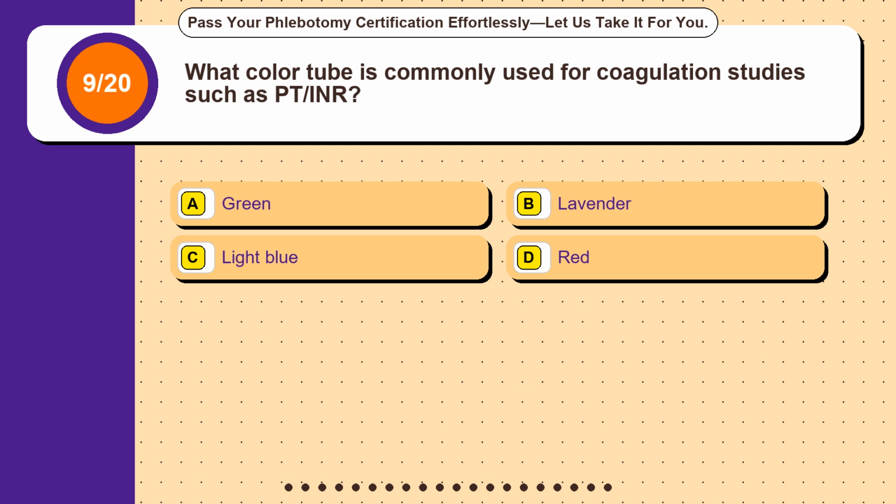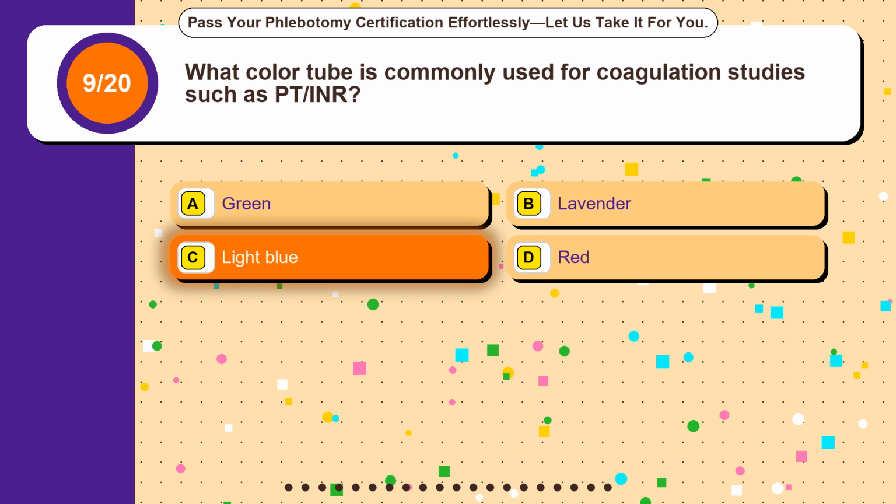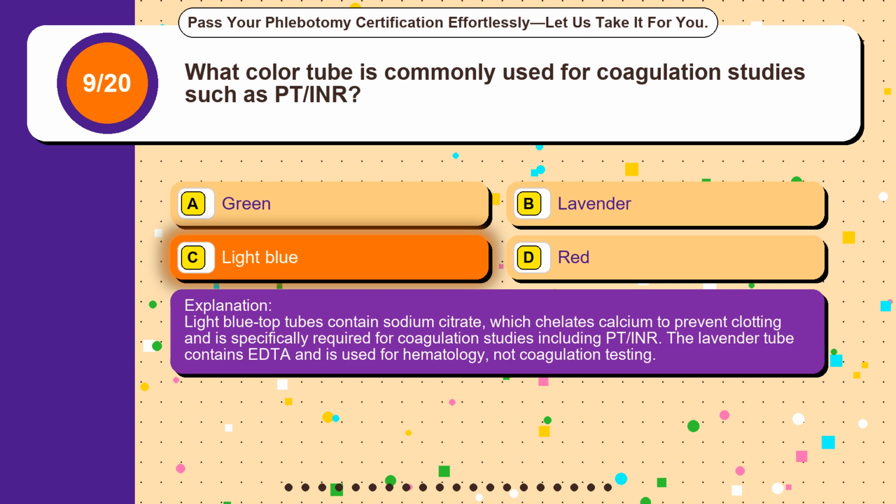Question 9. What color tube is commonly used for coagulation studies such as PT/INR? Option A, green. Option B, lavender. Option C, light blue. Option D, red. The correct answer is Option C, light blue. Light blue top tubes contain sodium citrate, which chelates calcium to prevent clotting and is specifically required for coagulation studies including PT/INR. The lavender tube contains EDTA and is used for hematology, not coagulation testing.